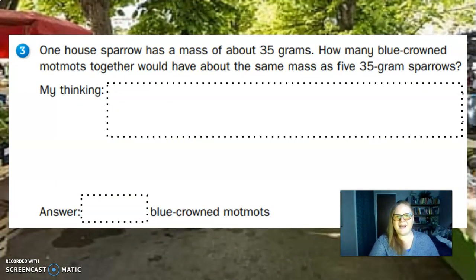One house sparrow has a mass of about 35 grams. How many blue-crowned motmots together would have about the same mass as 5 35-gram sparrows? So you need to figure out, this is like a 2-step. This is a big one. So the first thing that you need to do is figure out how much is 5 35-gram sparrows. Okay, so you're going to have to do multiplication there.